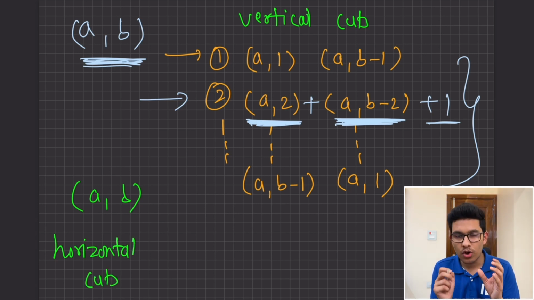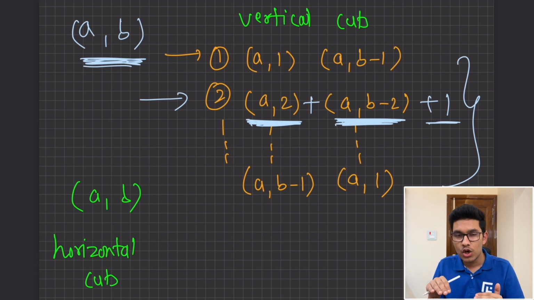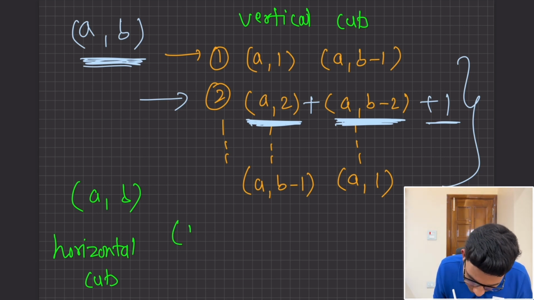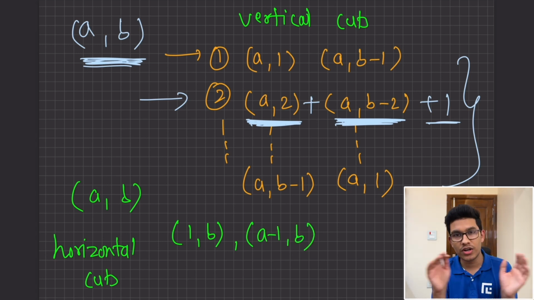Okay, so the first horizontal cut that you could make would be something like, let's suppose you have a cross b, so you would make 1 cross b and a minus 1 cross b, right? So you would have 1 comma b and a minus 1 comma b, right? This is the first horizontal cut that you could make.